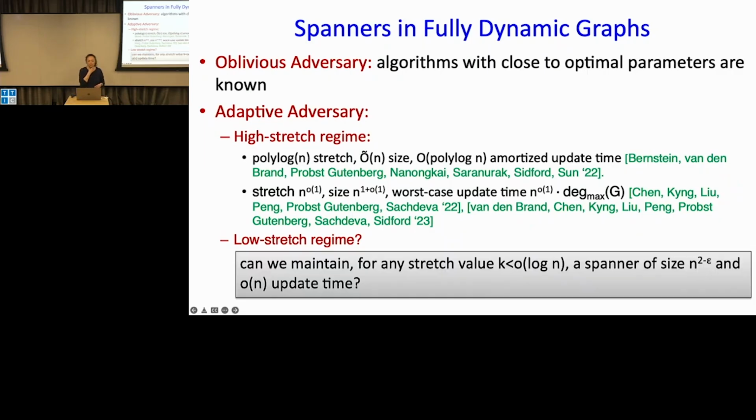So this was really poorly understood. Even this pretty basic question was completely open. Can we maintain, for any stretch value that's sublogarithmic, a spanner whose size is just a little subquadratic, so just a little less than maintaining the whole graph G? And worst case update time, or even amortized update time, I think was open, less than linear in n. So these look like really modest requests, but we didn't have any algorithm for doing that.